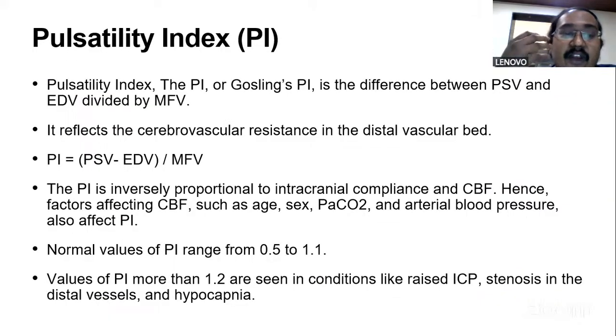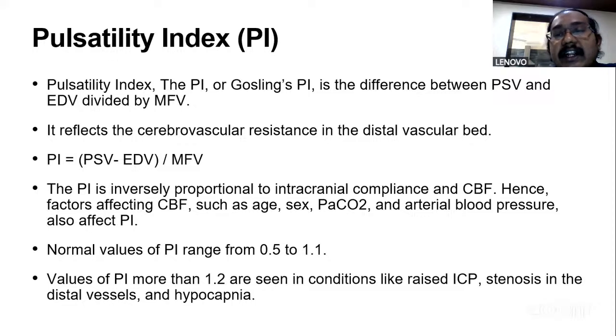Now, everyone's favorite, the pulsatility index. The pulsatility index is based on the understanding that whenever there is an increase in pulsatility of the vessels, which happens with raised ICP, the pulsatility index increases, because the formula for it is peak systolic minus end diastolic, divided by mean flow velocity. As you understand, with a rise in ICP or pulsatility, end diastolic velocities will decrease. So the peak systolic minus end diastolic number will increase. As the numerator increases, the pulsatility index increases.